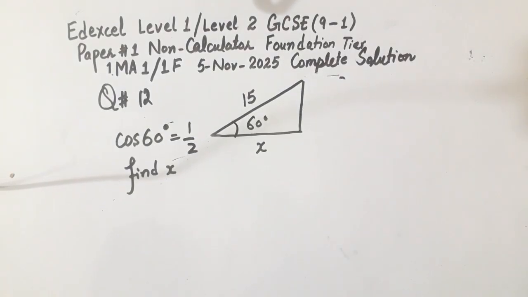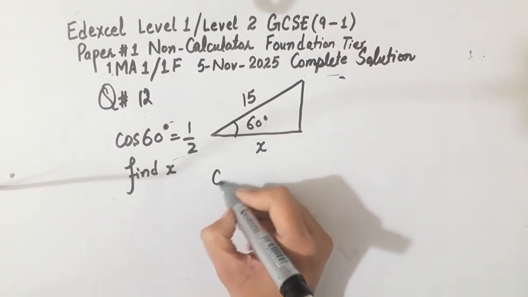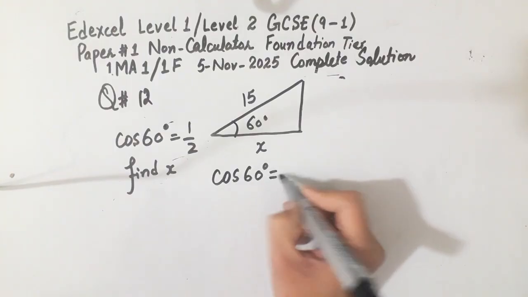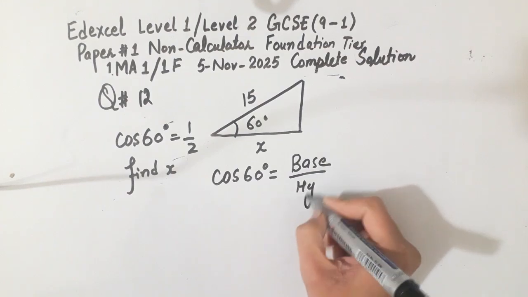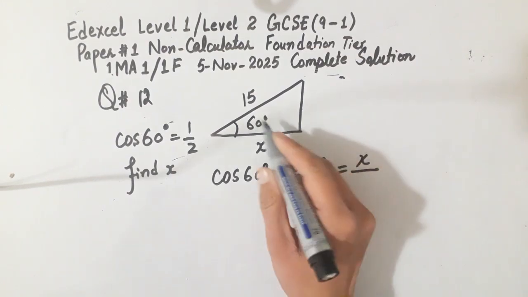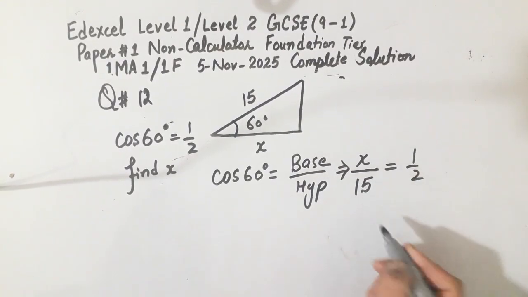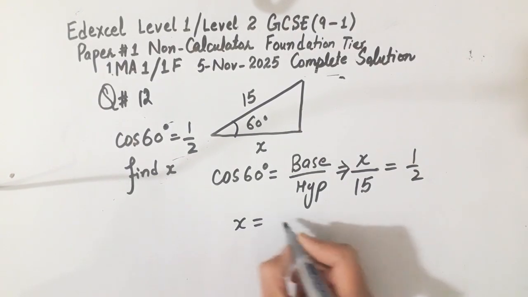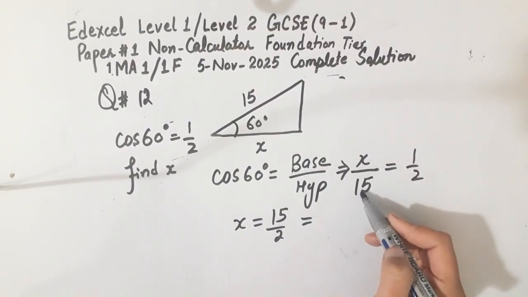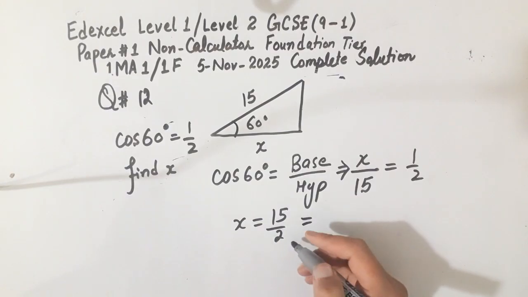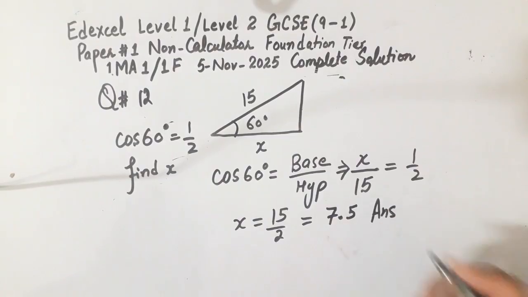Now the next question. Now you have to find the value of x, and cos 60 degree equals 1 by 2. And you know that cos 60 degree equals base by hypotenuse. So value of base is x and value of hypotenuse is 15, and cos 60 equals 1 by 2. That means we get the value of x as equals 15 by 2. Then 15 is divided by 2, we get 7.5. So this is the answer.